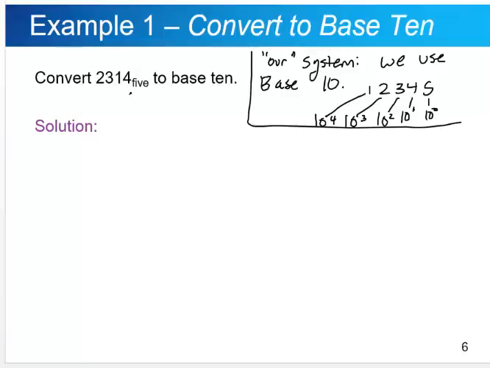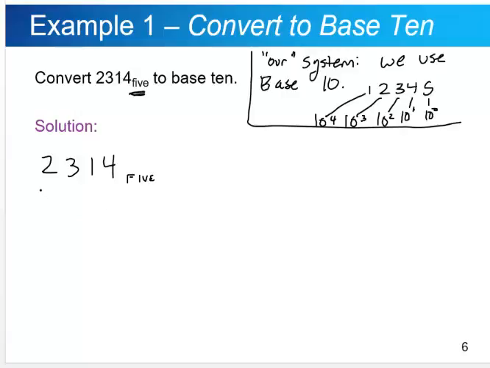If we have something like this example where we have base 5, now our place values, instead of being powers of 10, are powers of 5. I'm going to show you two different approaches to doing this. So, let's write out our number.